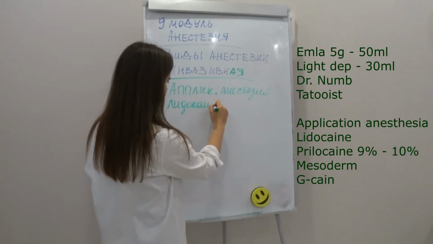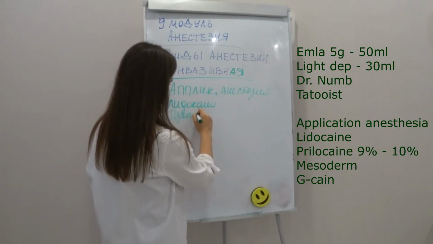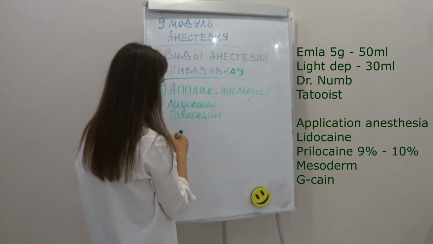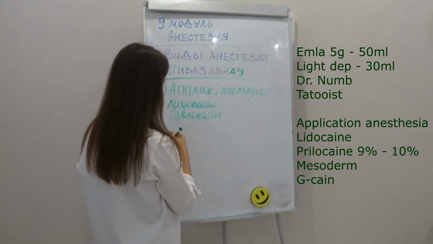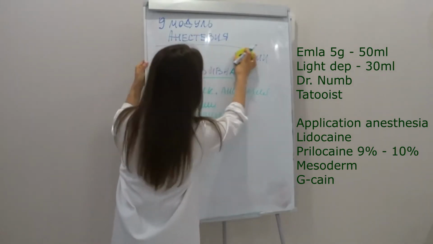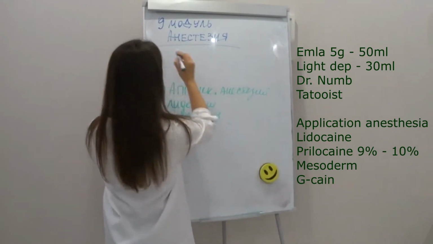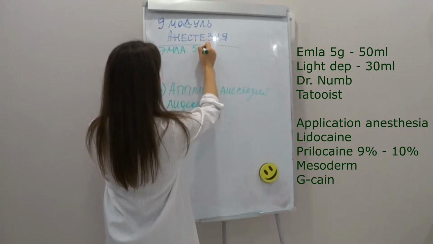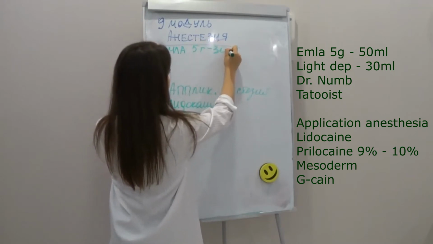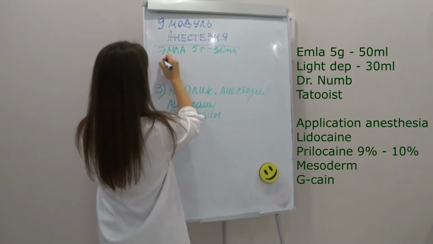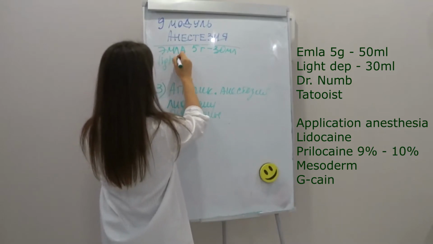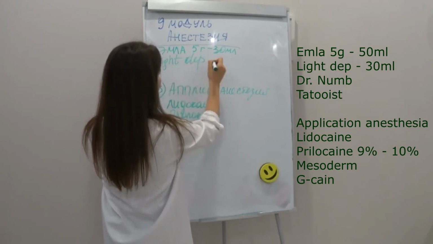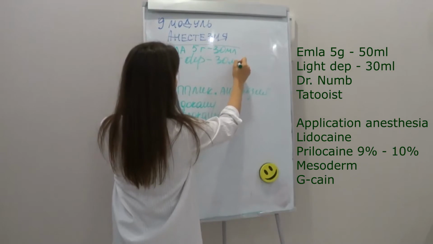So what we have in application anesthesia is basically lidocaine and prilocaine. It's contained in all of them. Among the good certified products we have Emla. It used to be sold in 5 grams, now we have 30. Next we have Depth Light Cream. It is sold from 30 milliliters and larger.